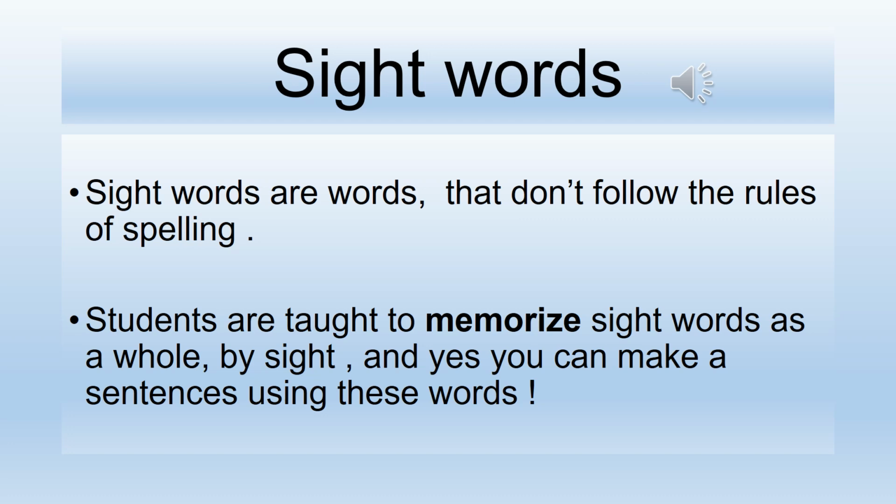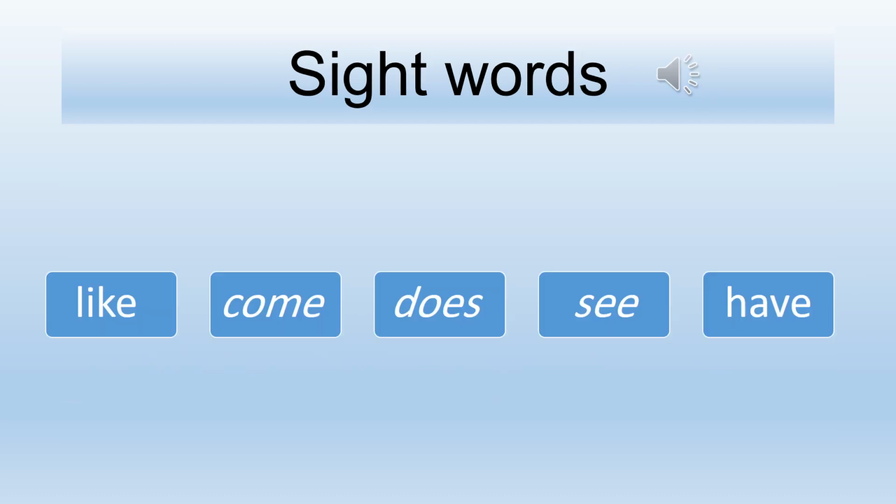Don't follow the rules of spelling. Students are taught to memorize sight words as a whole by only the sight. And yes, we can make sentences using these words. Now there are a group of words that can be easily memorized, and they are words like come, does, see, and have.